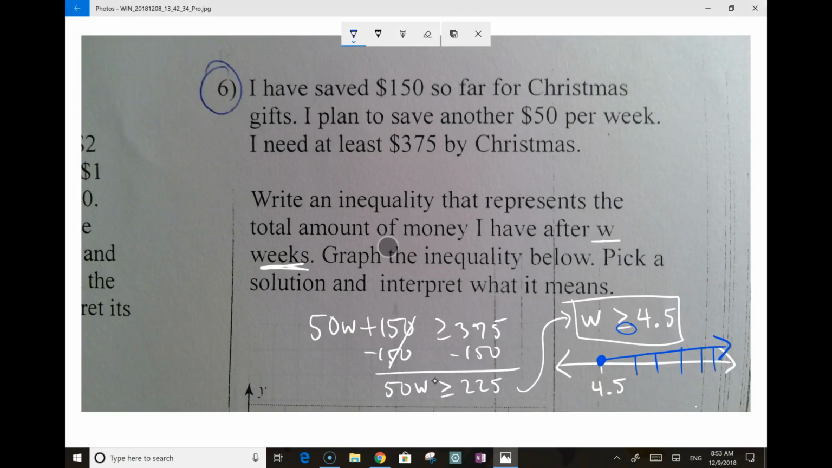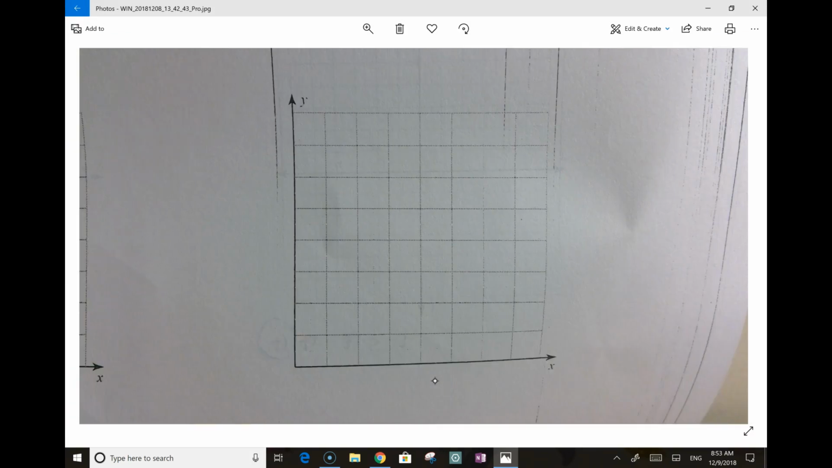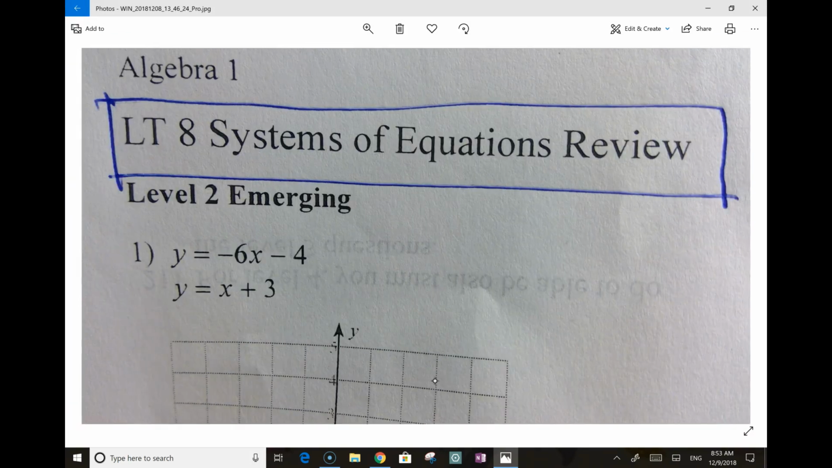All right, on to the next one. We're going to look at a review of systems of equations. Now, systems of equations, this has to do with the idea of two linear equations working simultaneously to create solutions or to create scenarios where there are no solutions.